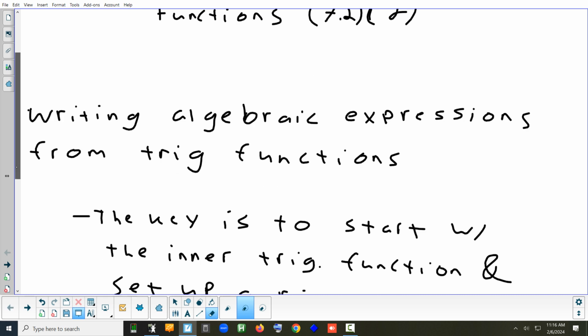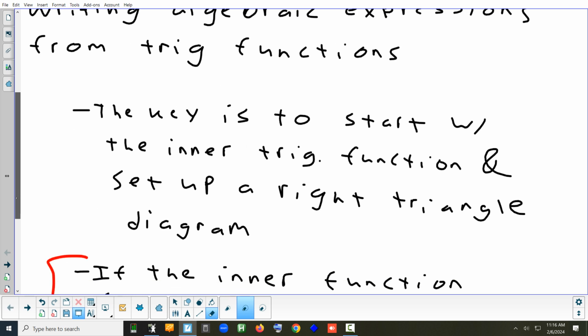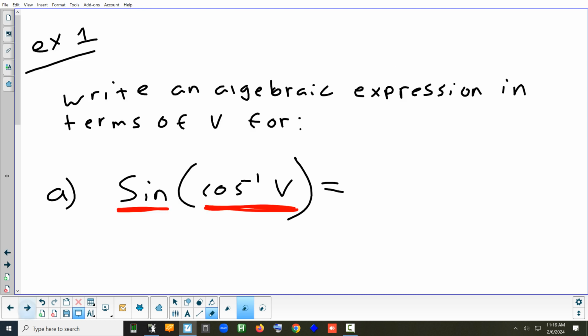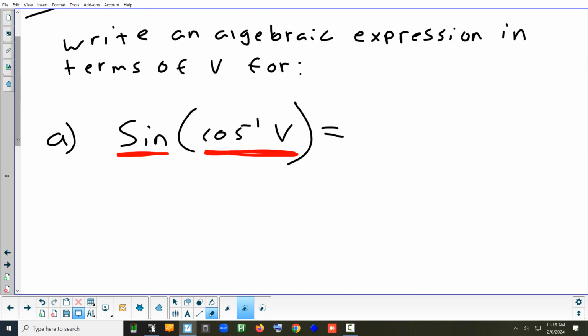So, directions said, start with the inner trig function and rewrite it using regular trig. Okay. So the inner function, forget about sine for now. We'll come back to that at the end. Start with the inner function. That's inverse trig. What did we say that inverse trig is always used to find? An angle. And how do we normally represent an angle when we don't know it? We usually use what kind of letter? Yeah, we usually use a Greek letter.